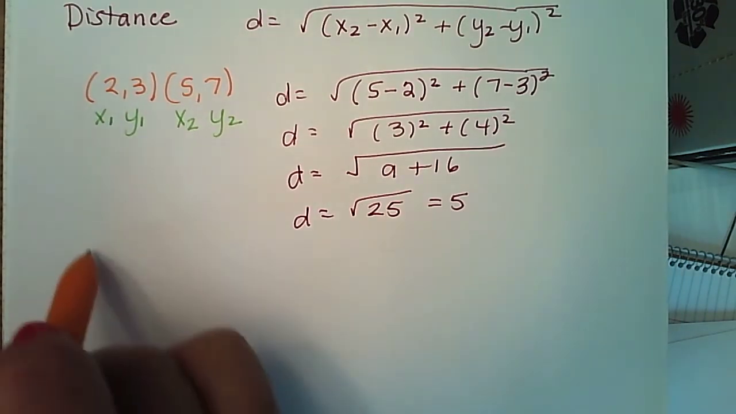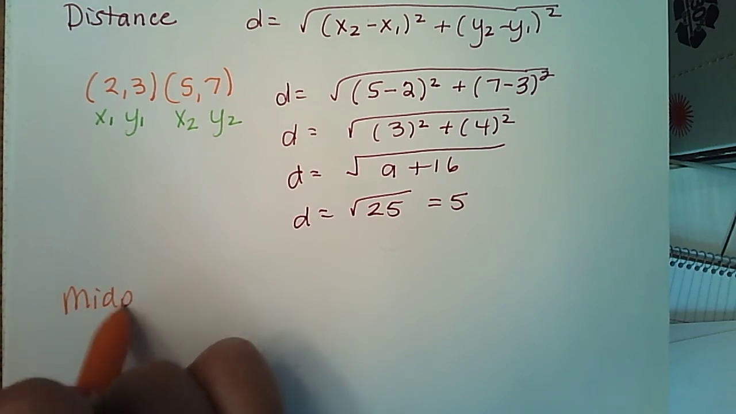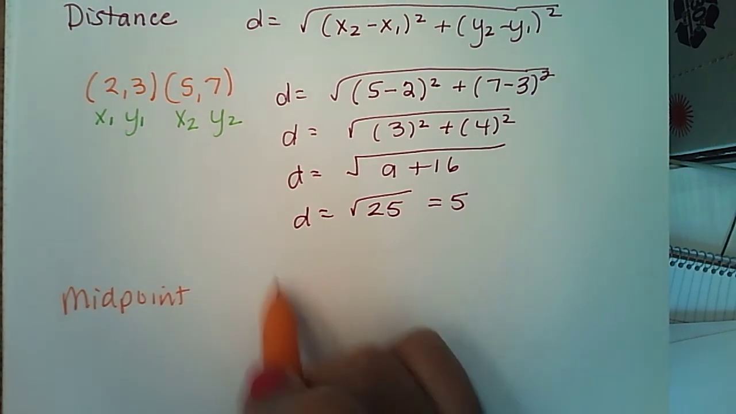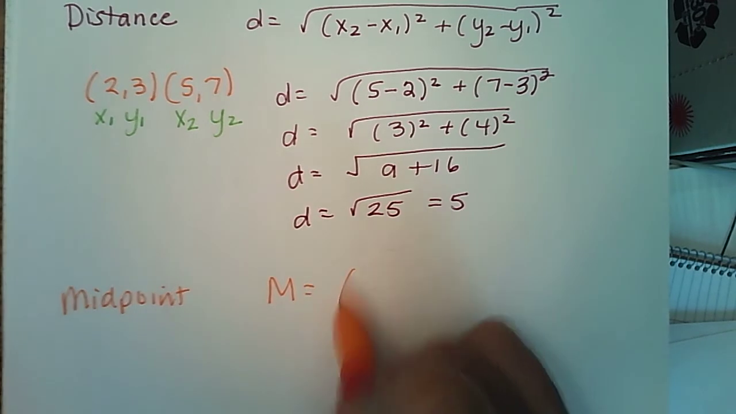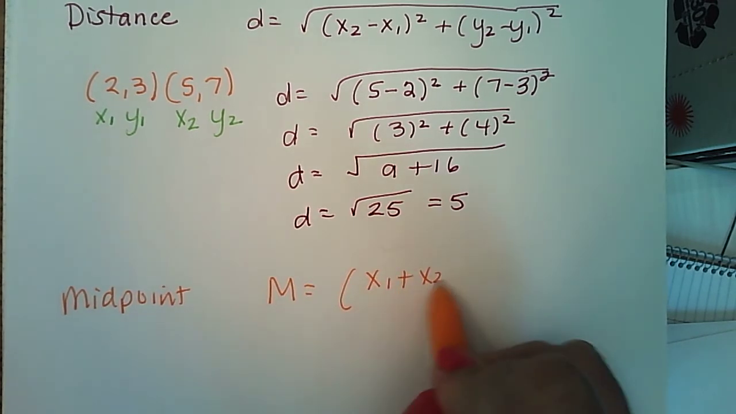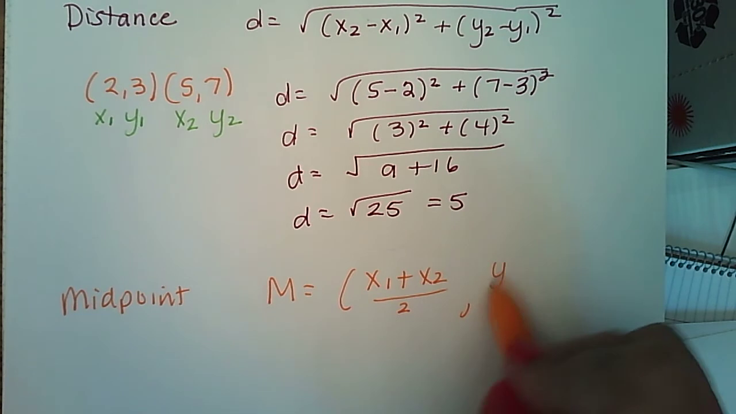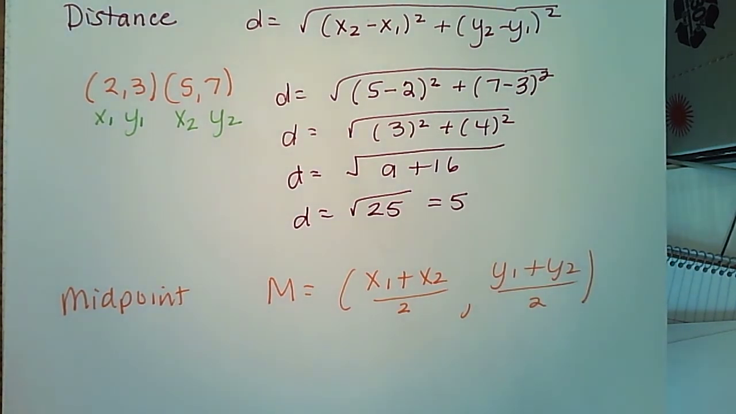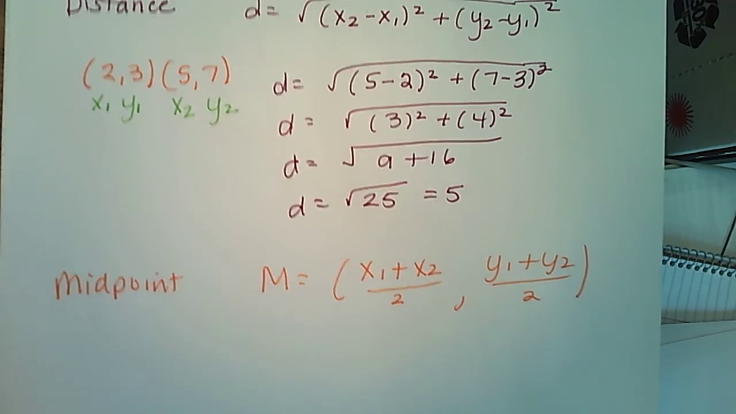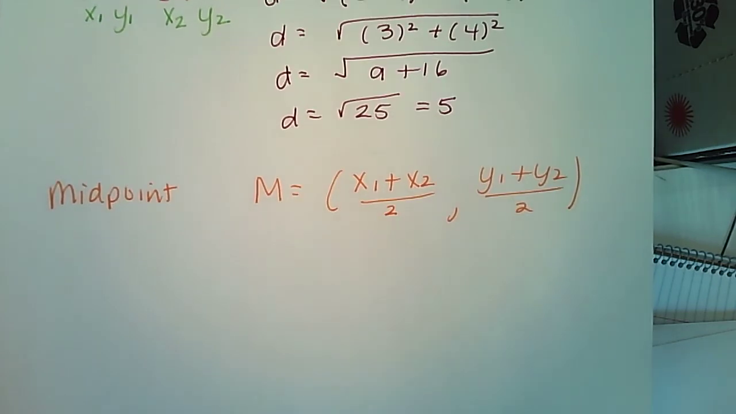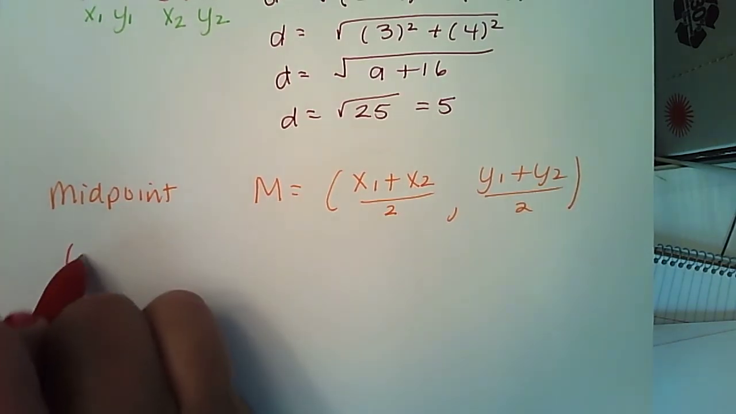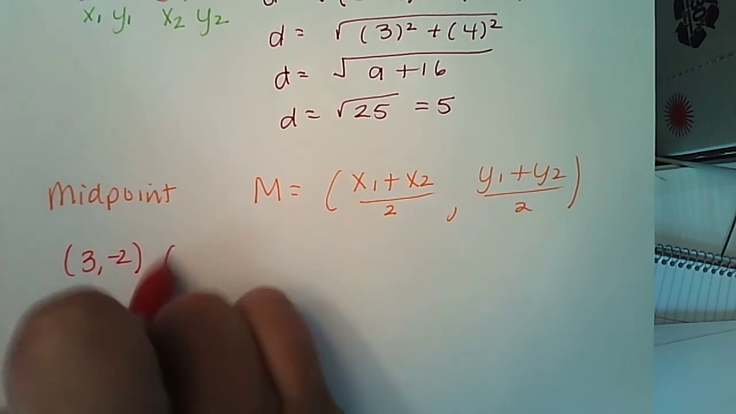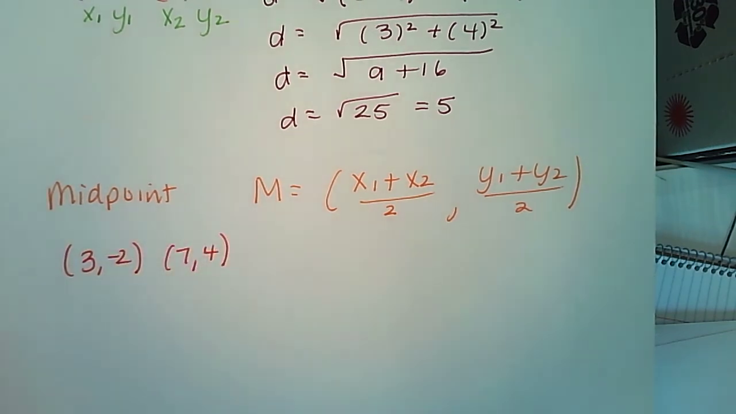Next, we're going to talk about midpoint. The midpoint formula says the midpoint equals x1 plus x2 divided by 2, y1 plus y2 divided by 2. Midpoint is just the middle. It's an average. If you want to find the middle of something, you take the average of it. Same idea here. So if I have my ordered pairs being (3, -2) and (7, 4), I just plug it in and see what happens.